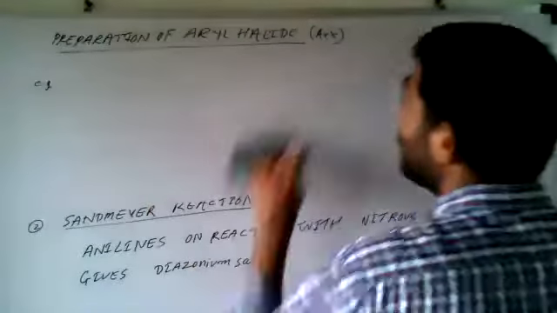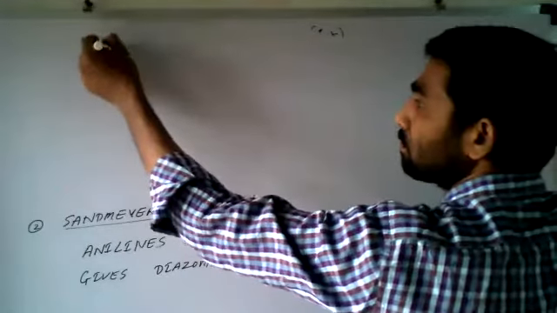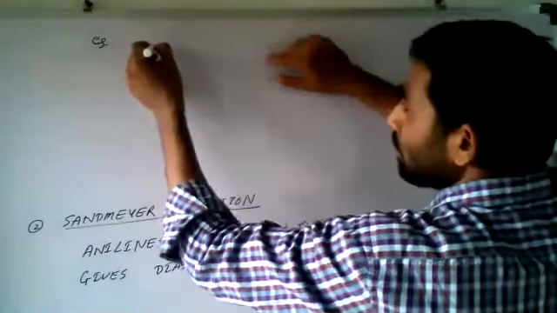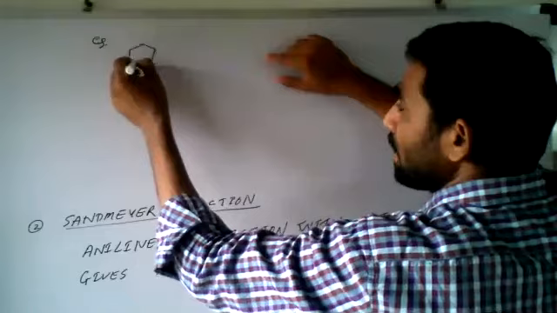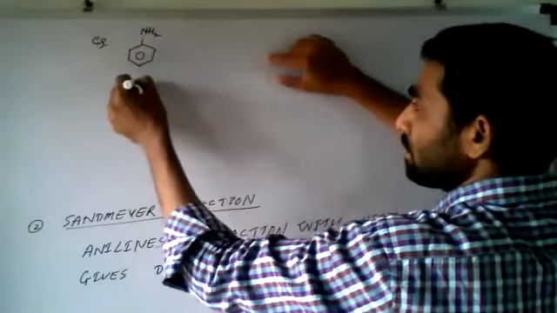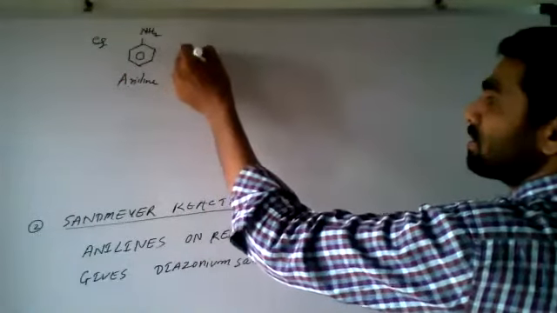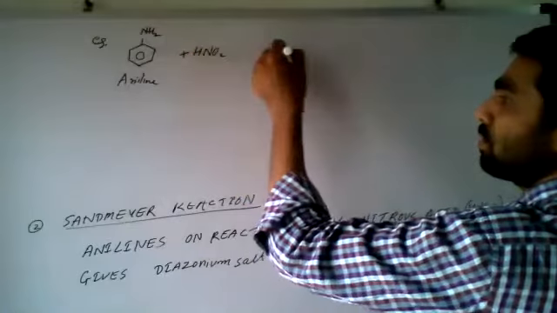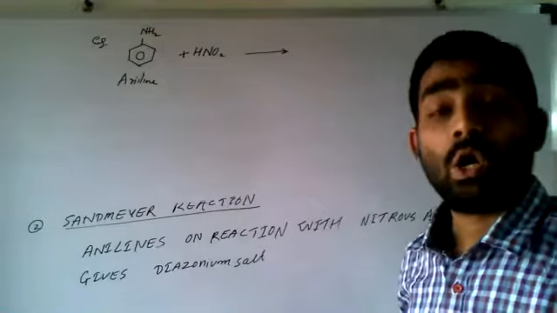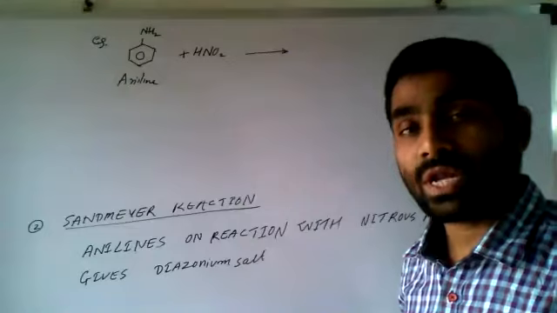Let's see an example for this one, the Sandmeyer. Okay, so what is the Sandmeyer reaction? We can write here. Let us take aniline first. This is aniline. When you react it with HNO2, nitrous acid, but it is not available commercially. We cannot purchase nitrous acid. We have to generate this in the laboratory, and it is called in situ generation.